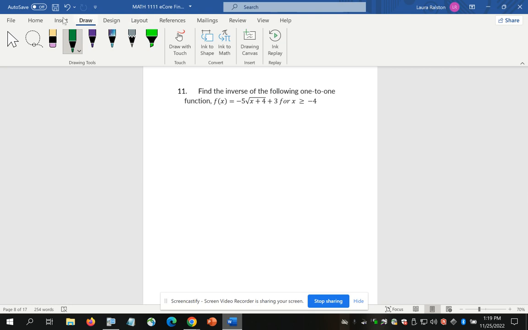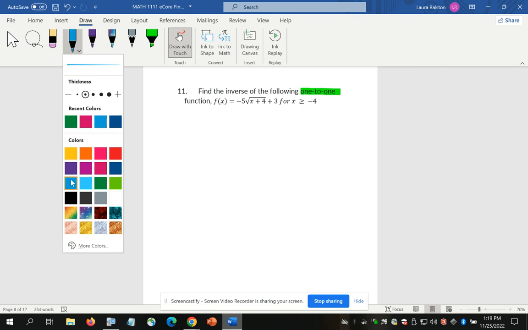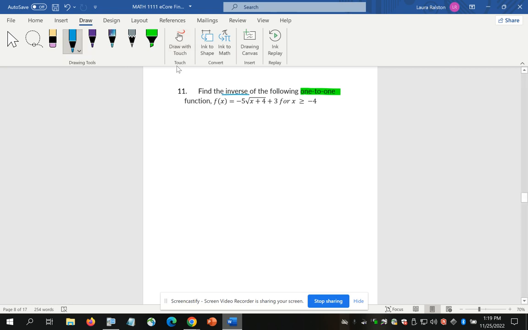Number 11 says find the inverse of the following 1 to 1 function. It's important to know that it's a 1 to 1 function, because a function must be 1 to 1 in order to even have an inverse. If you didn't know that, you would need to determine whether the function was 1 to 1, but they tell you that in this problem. And we want to find the inverse.